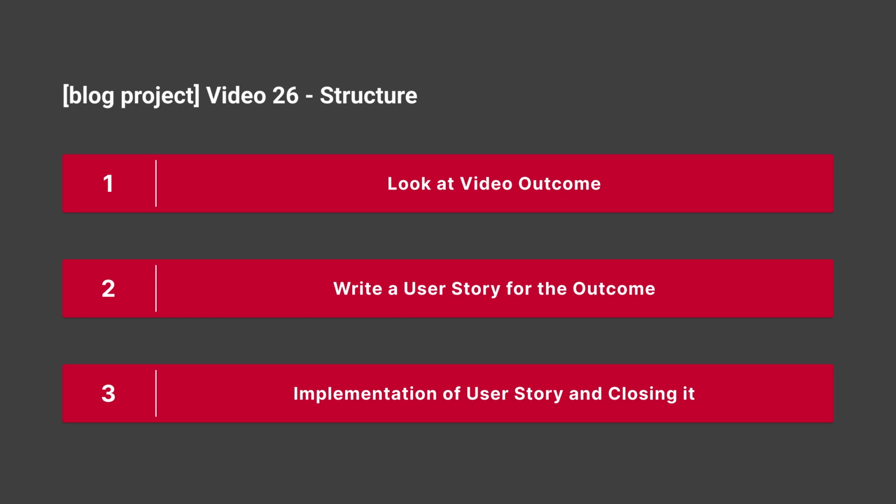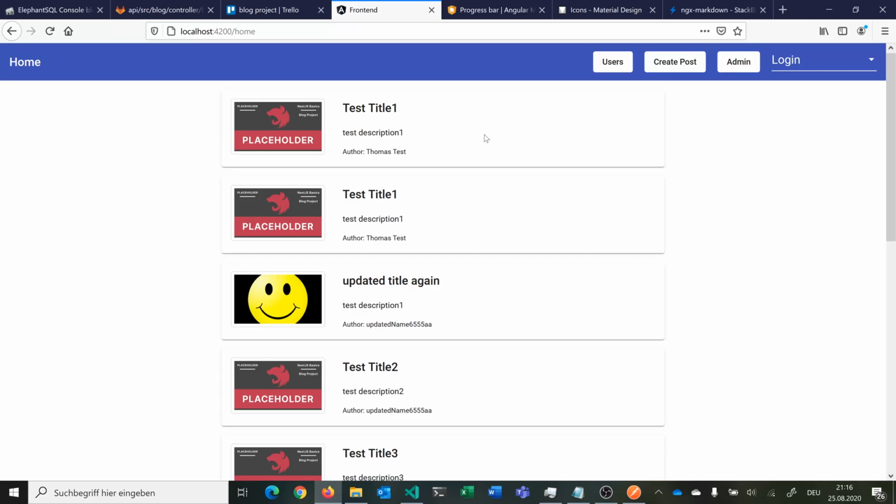Our video structure is as always: first we have a look at our video outcome, then we will read the user story for this, and then we implement the user story and close it. So let's have a quick look at the outcome of the video.